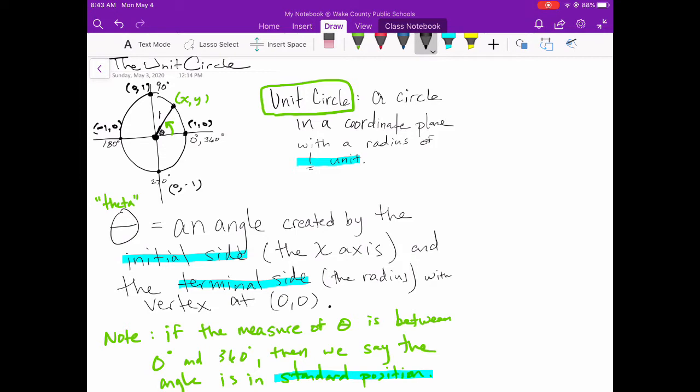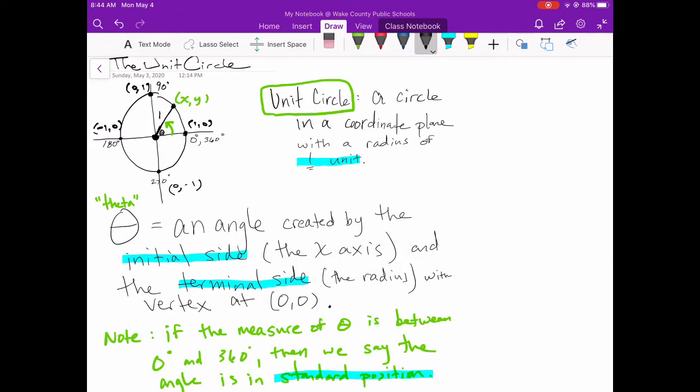All right. This angle right here, we use the Greek letter theta, and I don't want to make that more complicated. It's just a symbol representing an angle. That's an angle created by the initial side, which is the x-axis. If an angle was completely closed, a 0 degree angle, you would have that radius sitting right on top of the x-axis. It would look like a line segment. That's a 0 degree angle, and then that arm, that radius, which we call the terminal side, moves counterclockwise and opens up bigger and bigger all the way around till you get 360 degrees.